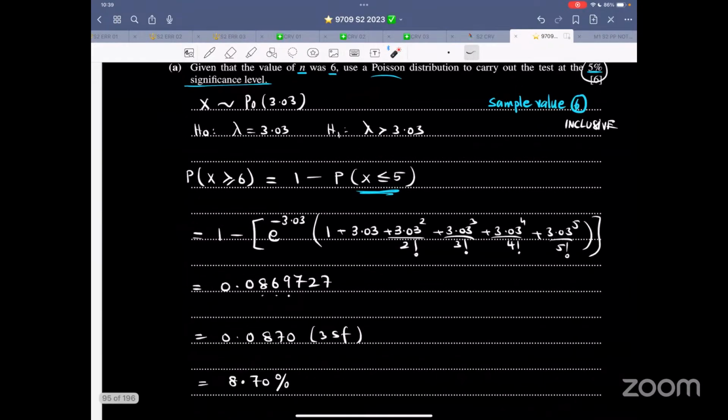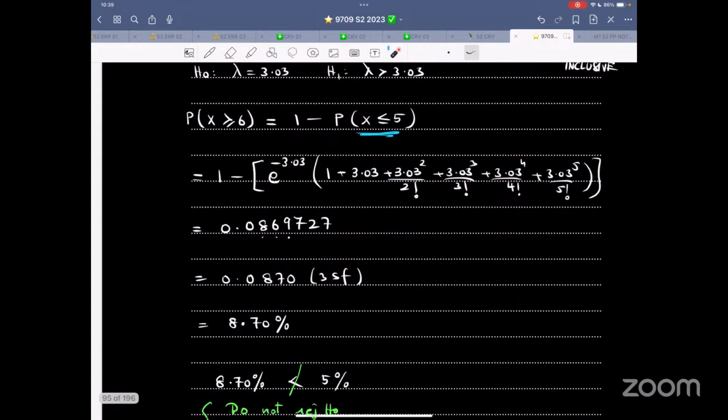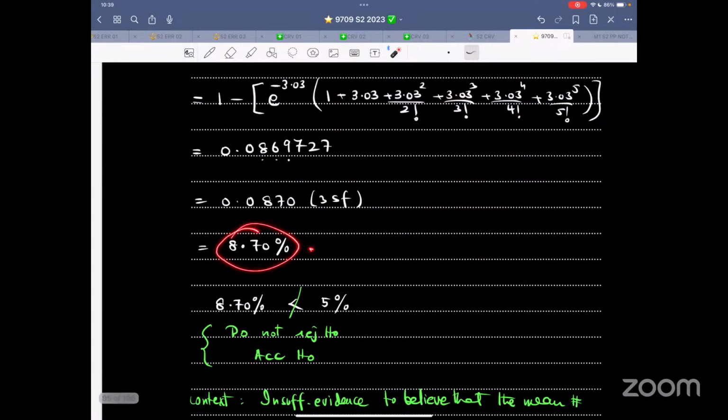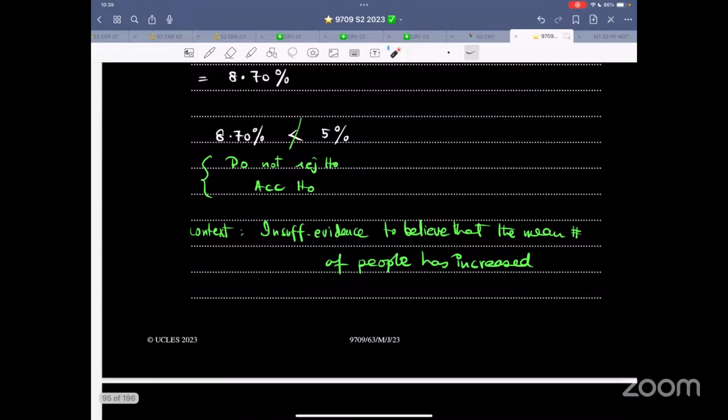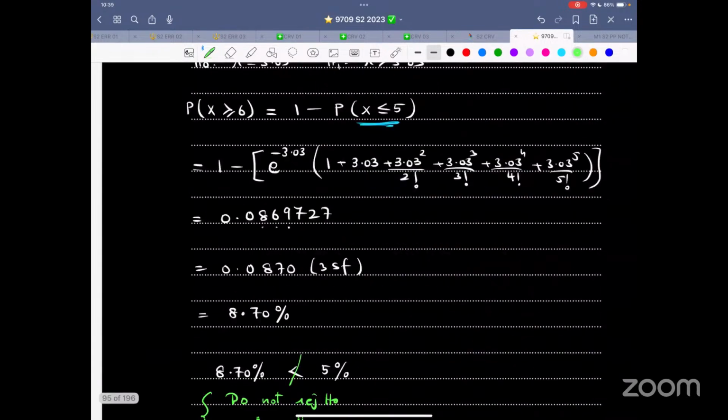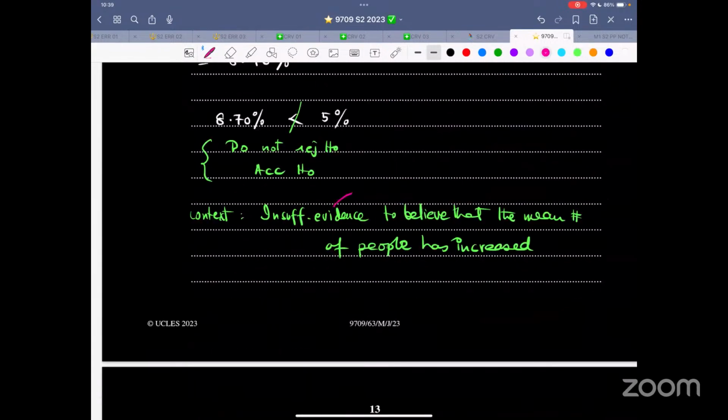And then it says probability x is greater than or equal to 6, 1 minus probability x is less than or equal to 5, too many terms to calculate. And this comes out to be 8.70%. Always convert it into percentage. This percent is less than 5% significance level. Do not reject H0, accept H0. There is insufficient evidence. What is the significance level? That is 5%. Insufficient evidence at 5% significance level to believe that the mean number of people has increased.